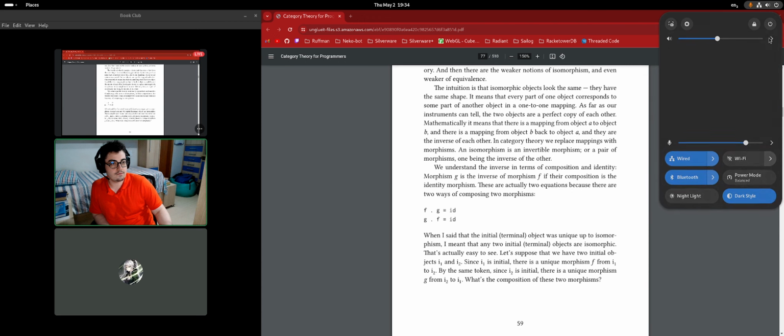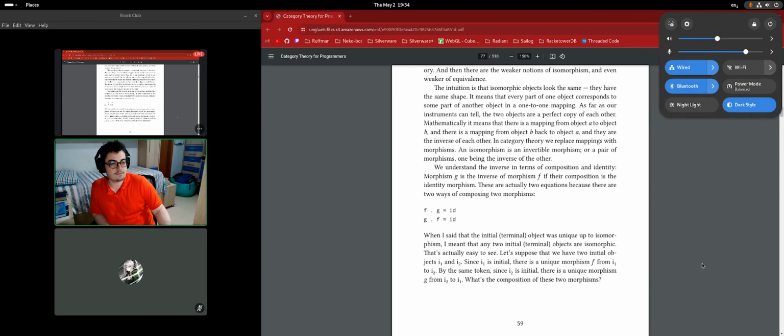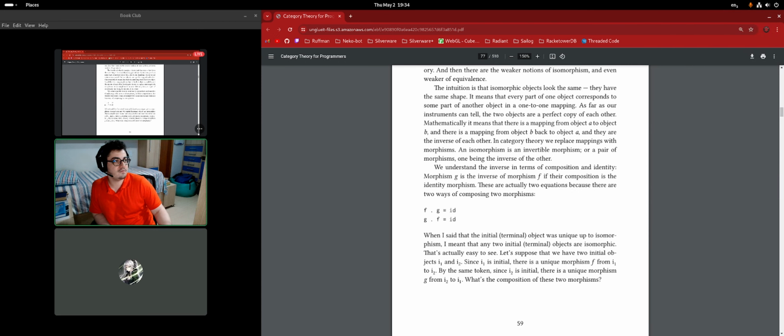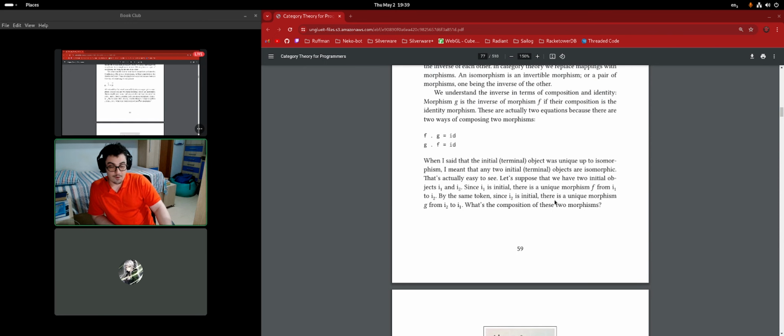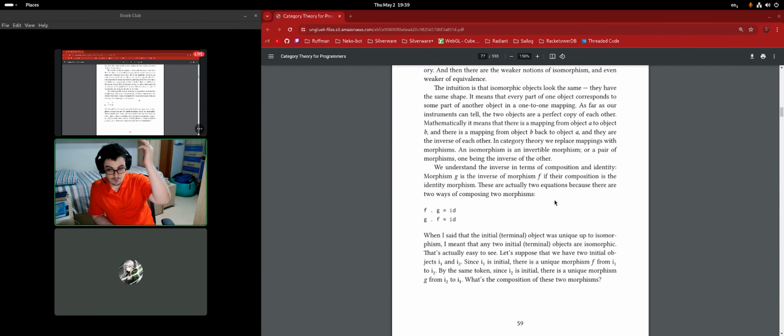Okay, something happened. So, going back after a not nice technical difficulty. Here we're going to define that two things are the inverse of each other when they compose to identity.